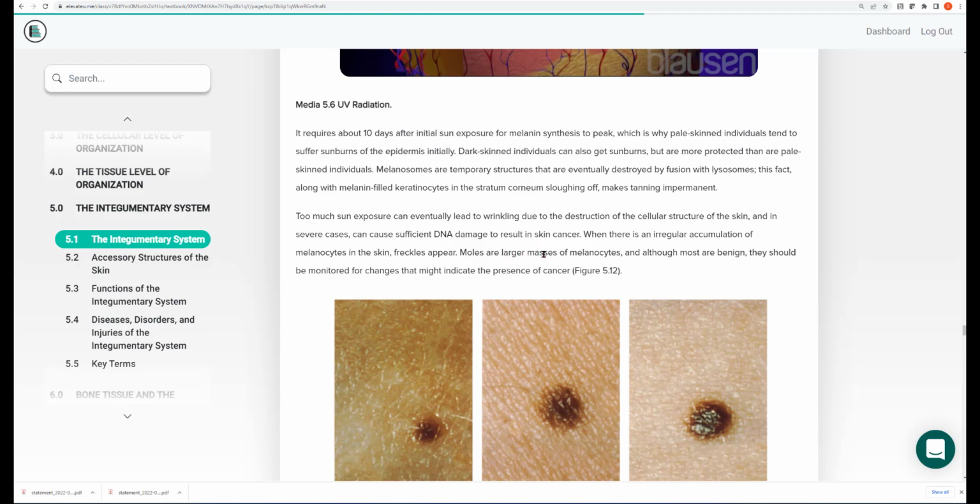So a mole is just a large group of melanocytes, usually benign, but these groups of melanocytes with increased sun exposure can become cancerous. So it's very important to monitor moles. If you have moles on your body, every year when you go for your annual checkup, you should have those moles checked. Make sure they're not changing. We'll talk again about that at the end of this chapter.